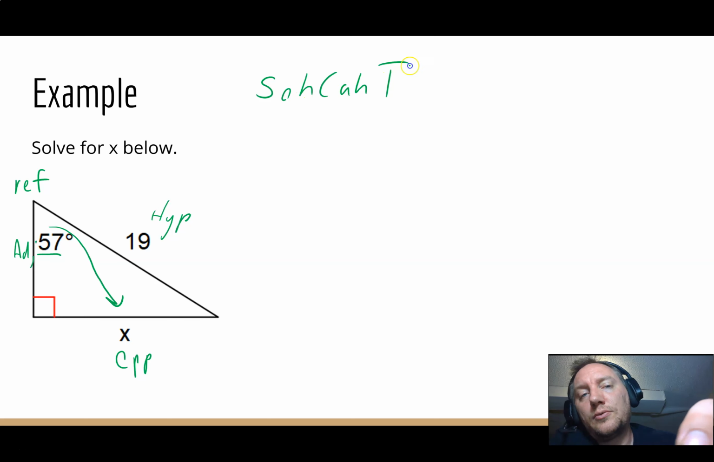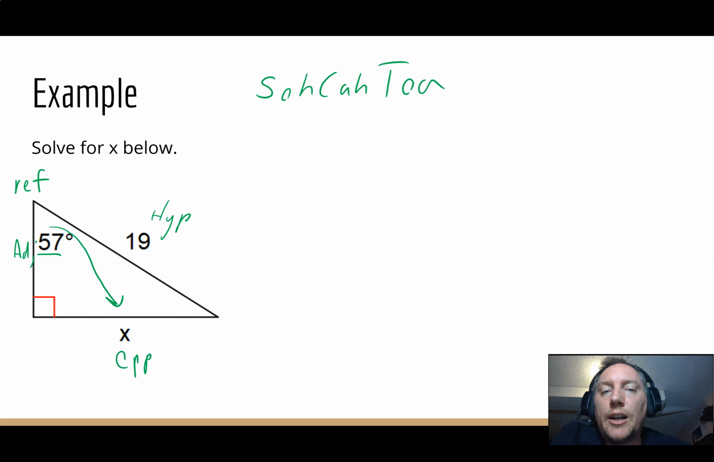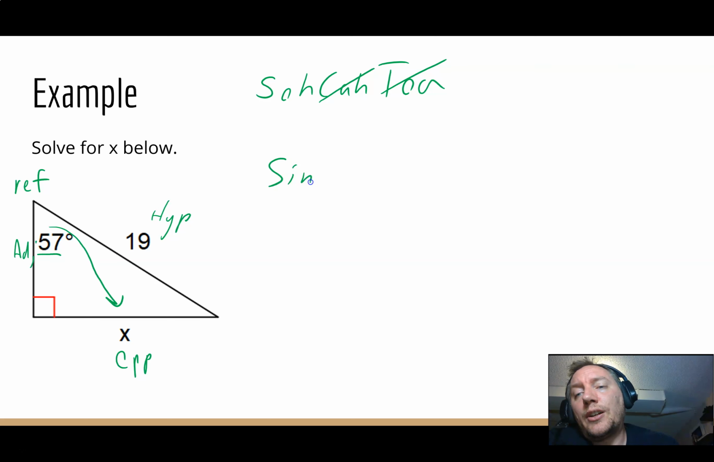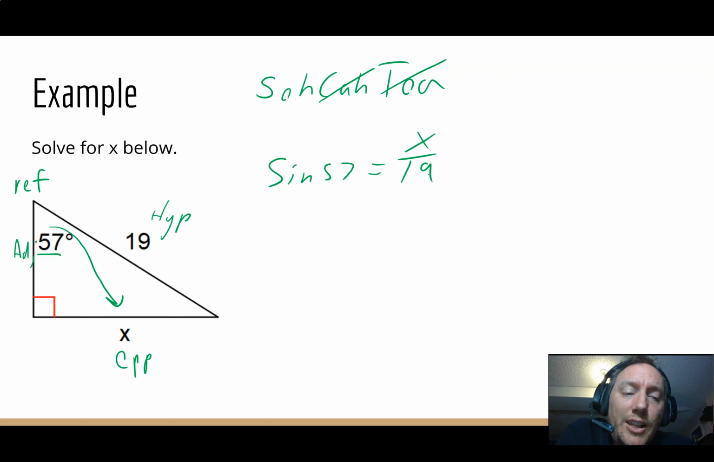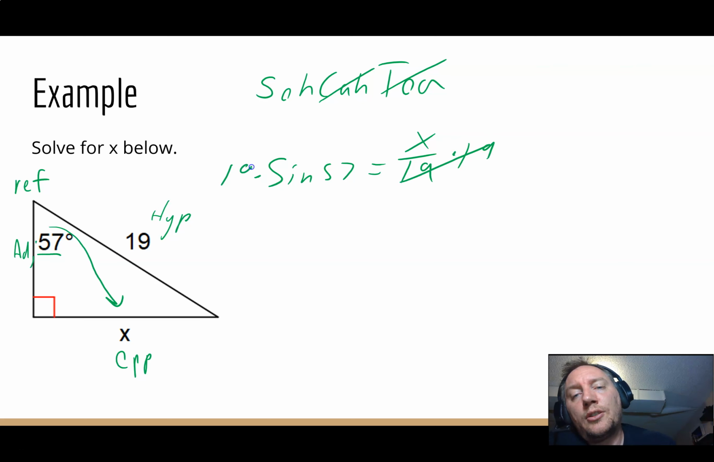So sine 57, opposite is x, over 19. To solve for x, multiply both sides by 19 to cancel, and my answer is whatever 19 times sine 57 is. So with my calculator in degree mode, I'm going to type that in, and I get 15.9347, so 15.9.